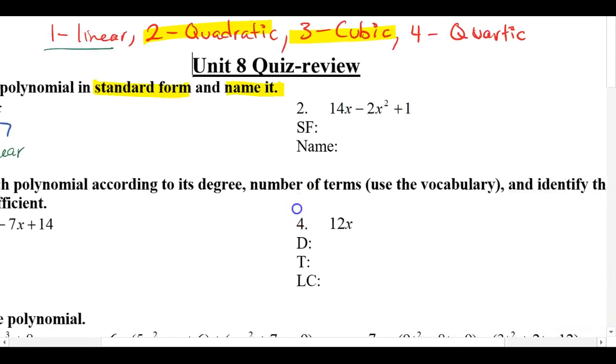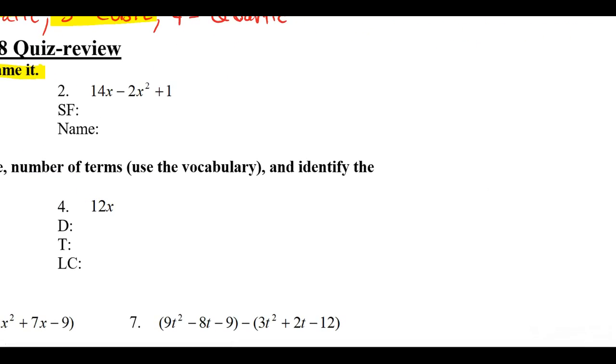Okay, so the next one, number 2. First thing, put it in standard form. Remember, highest exponent to lowest exponent. We have a 2 here, then we have a 1. Remember, there's a 1 if there's nothing there. And then the one after that is just a number. So let's put it in that order. First we'll start with negative 2x squared plus 14x. And then we finish with the numbers, plus 1.